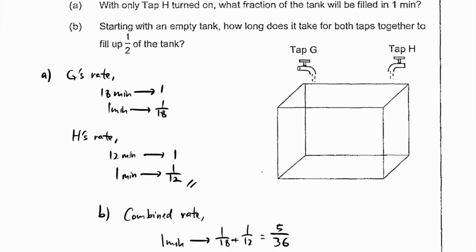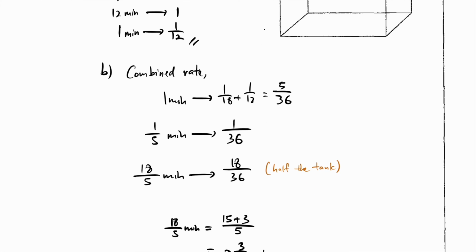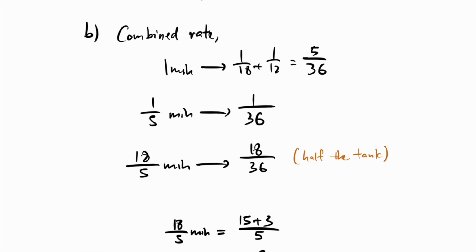First, I like to combine the rates together. So every minute, 1/18. Every minute, 1/12. Together, in 1 minute, it will fill 5/36. So now the denominator is 36, the common denominator. So 5 out of 36 of the tank gets filled every minute by the two taps. Now if I divide by 5 on both sides, what happens? I get 1/5 minutes, and we will fill 1/36.